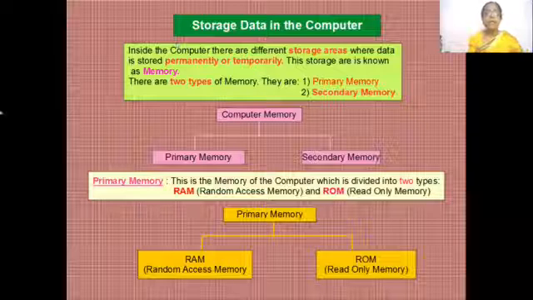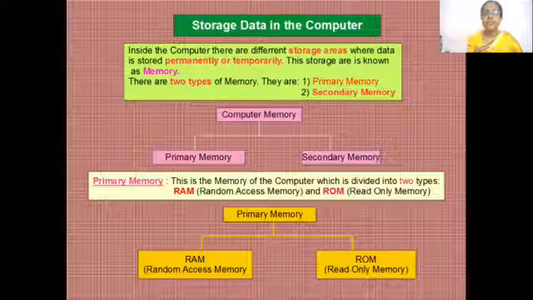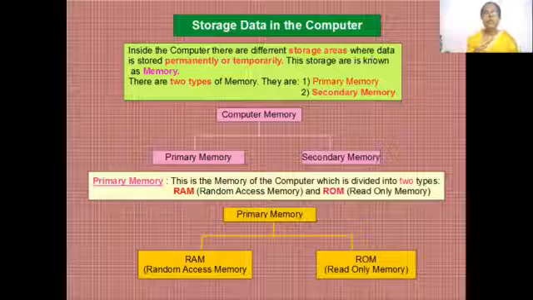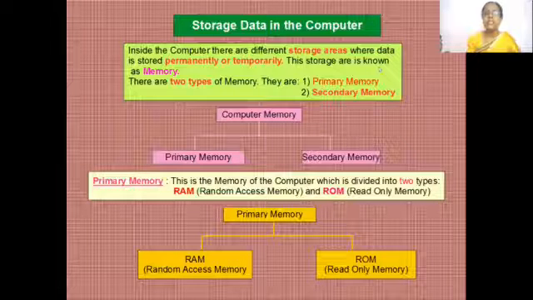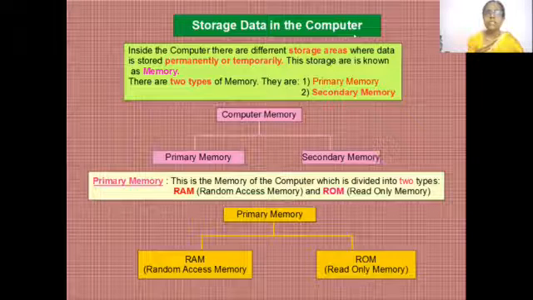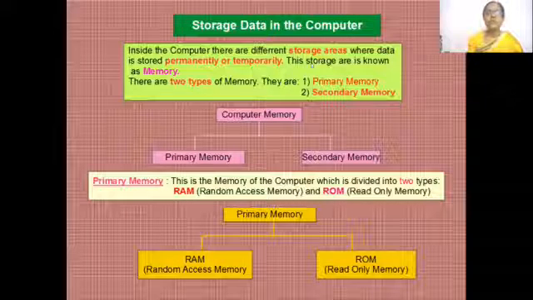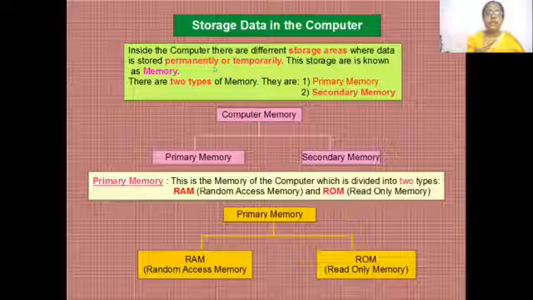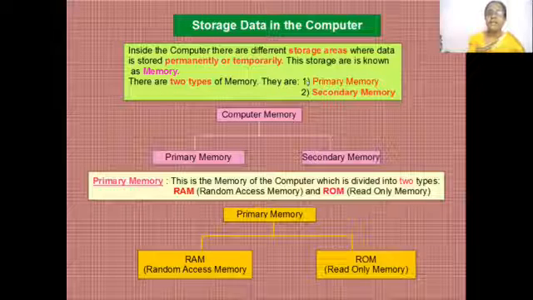In the computer, you have different areas where data is stored permanently or temporarily. Some data is stored in a certain place. When you save it, it's permanent data. When you just see it on the screen, whatever you print, once the computer is switched off, it goes. So that is a temporary storage area. These storage areas are called memory. As I told you, this is called memory.